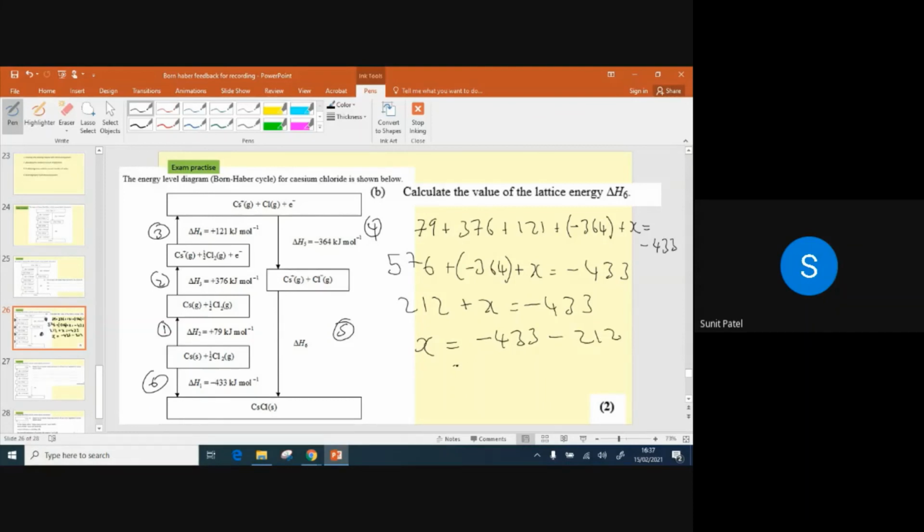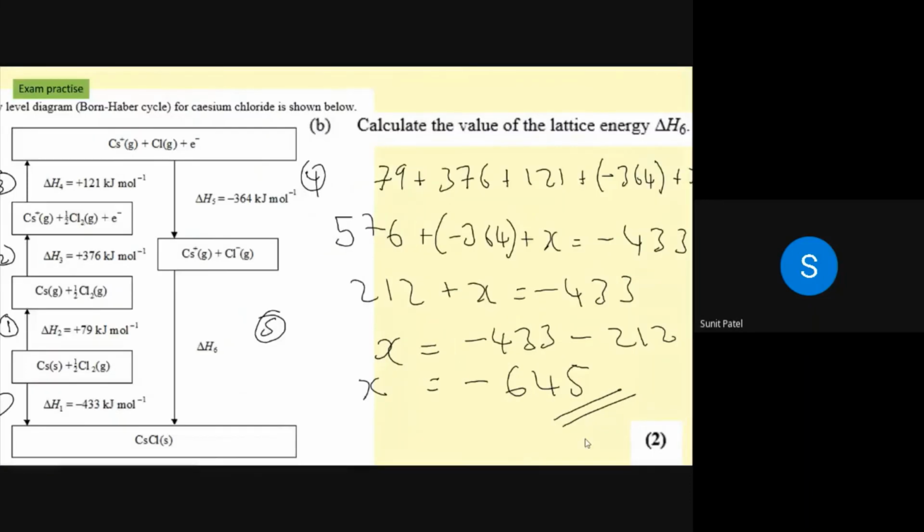Right, X then is going to be equal to, let's have a look, minus 433. Total value then is 645. That's your answer. Kilojoules per mole. 2 marks, thank you very much. Absolutely worth it. Because usually they normally go on to the next sort of piece of information.